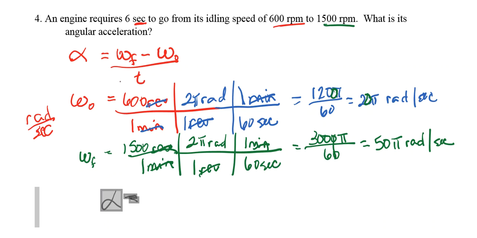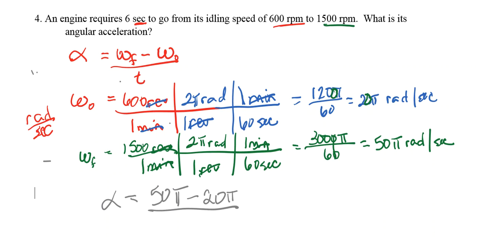Sorry, I'm not sure why it's doing that. Let's see if we can get it to quit. Is the WF, which is the 50. Okay, I gotta figure out why this is doing this. I do not want it doing that. Okay, so it's the 50 pi, minus the original, which is 20 pi, divided by the time, which is 6 seconds.